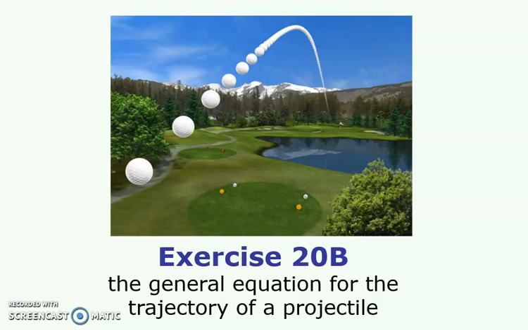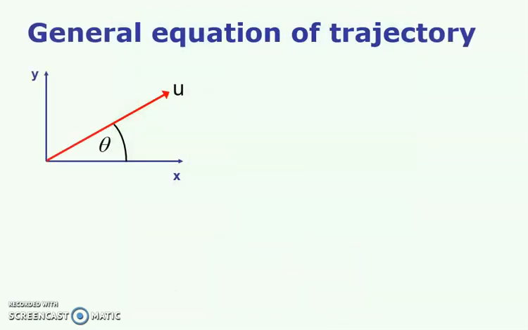Hello there, this is exercise 20b. It's our final look at projectiles in A-level maths. And we're looking today at trying to form some kind of general equation for the trajectory of a projectile. So that basically means a y equals x type formula anyway. So this is what it looks like.